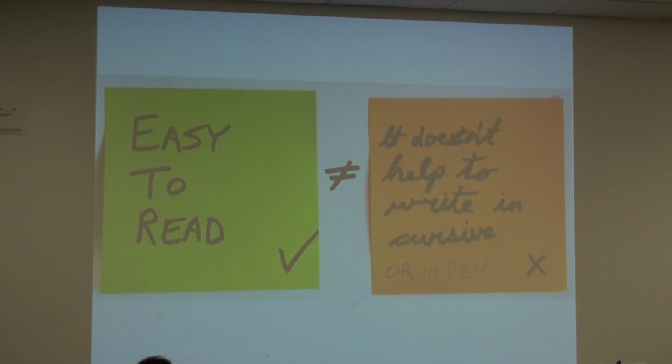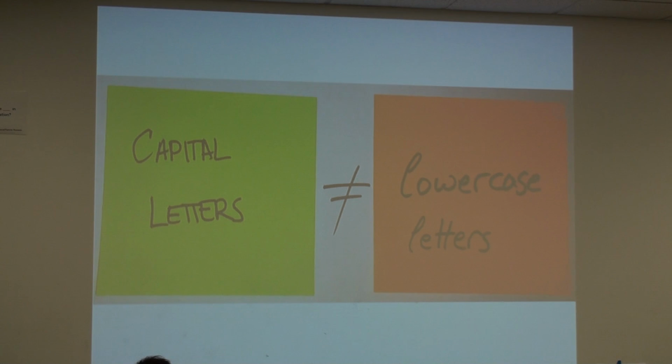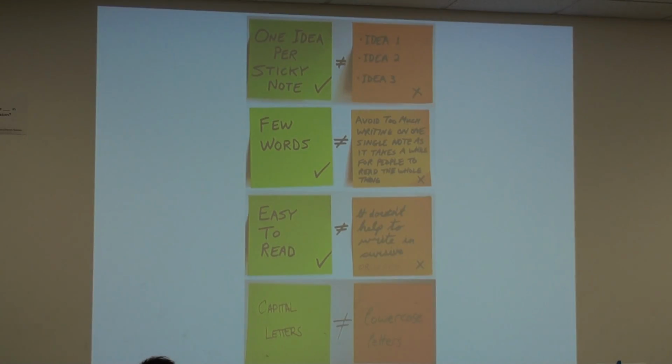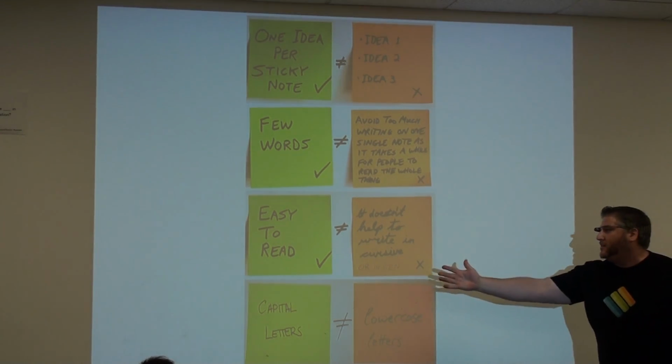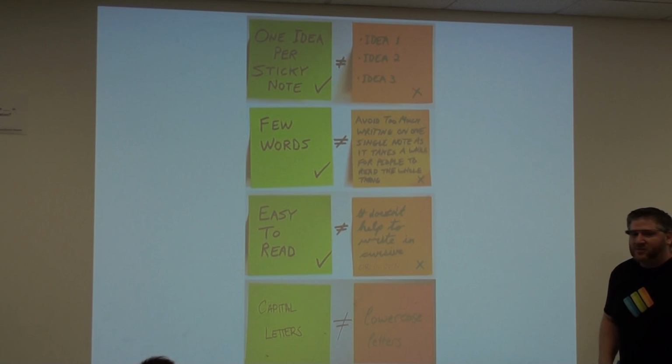Some people don't even notice that it says "or in pen" down here, right? We have Sharpies, use the Sharpies, make it easy to read. Cursive isn't going to help anybody. Likewise, capital letters are much easier to read than lowercase, much more consistent from person to person too. Now, individually, none of these things matter too much, but as a whole, notice how much easier it is to read the green side than the orange side.